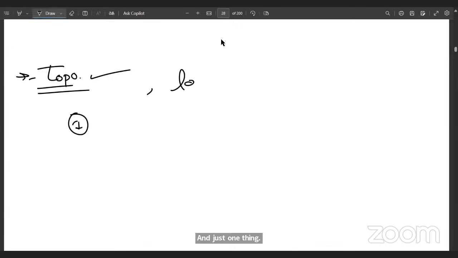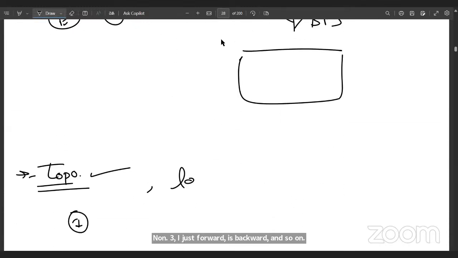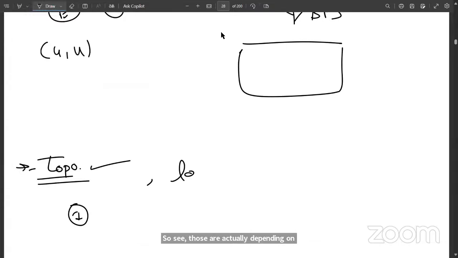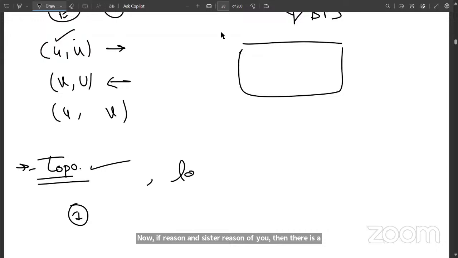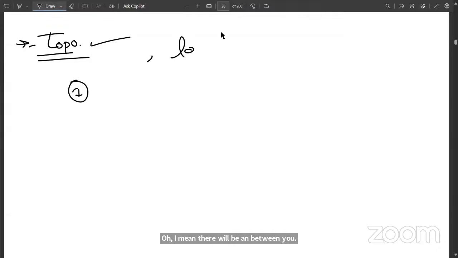Yes, ma'am. Those actually depend on the DFS numbering also. And there is one particular definition: if U and V have the same ancestor, then if U is an ancestor of V, there is a forward edge from U to V. Now, if V is an ancestor of U, then there is a backward edge from V to U. And if U and V do not have any common ancestor, then there will be a cross edge between U and V. Okay, so this is one definition related to ancestors. I covered that in my previous lecture, you can check that. But if you want to answer the forward edge, backward edge question, then you have to go via the DFS numbering first.